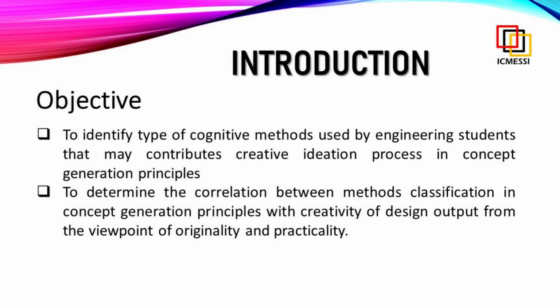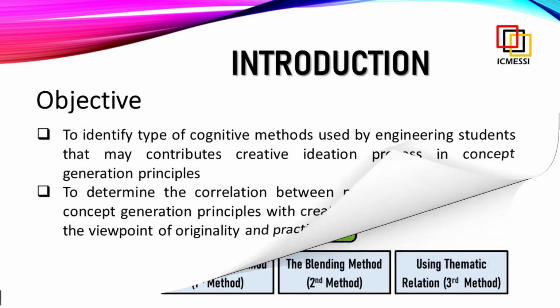There are two objectives to achieve for this research. The first one is to identify the types of cognitive methods used by engineering students that may contribute to the creative ideation process in concept generation principles. The main purpose of this research is to determine the correlation between method classification in concept generation principles and the creativity of design output from the viewpoint of originality and practicality.